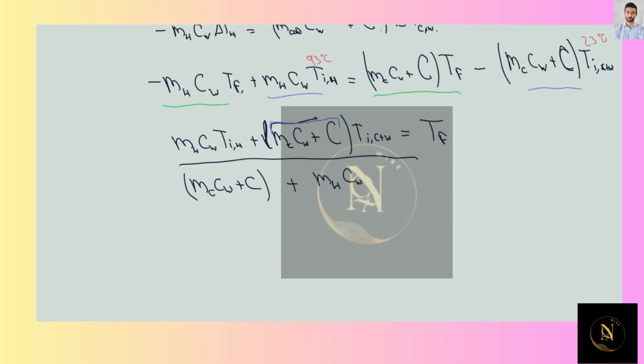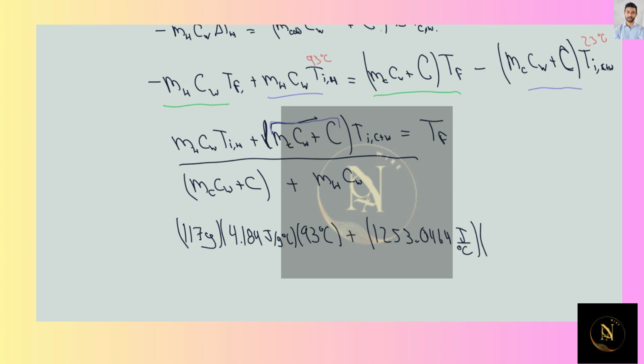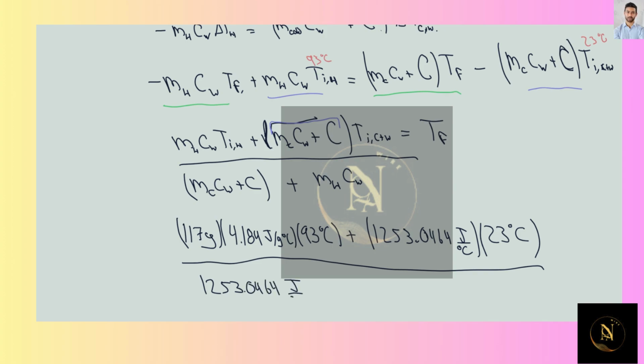With this information, now the equation reads, for mass of hot water, we have 117 grams times heat capacity of water, 4.184 joule per gram degree Celsius, times the initial temperature of hot water, which is 93 degrees Celsius, plus the very big factor that I just calculated, 1253.0464 joule per degree Celsius, times the initial temperature for cold and hot water, which is 23 degrees Celsius, divided by the factor that we calculated, plus mass of hot water times 4.184 joule per gram degree Celsius.